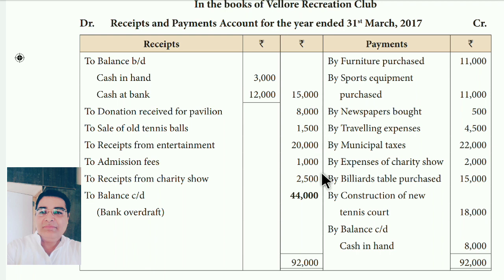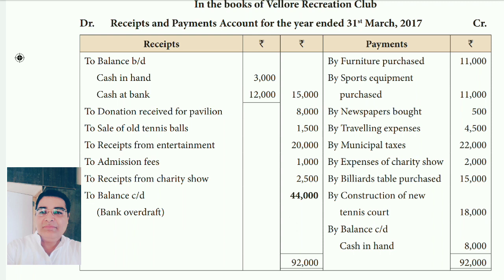92,000 minus all this amount. You will get 44,000 as a balancing figure. This 44,000 is known as to balance carried on. In bracket you have to write bank overdraft. Understand? So this is the answer because payment is more and receipt is less. That's why we have to write bank overdraft 44,000.